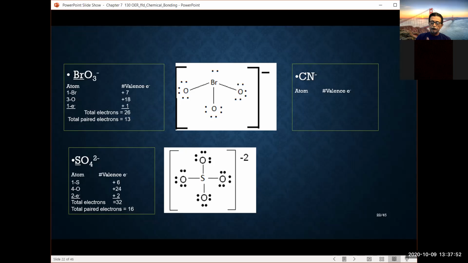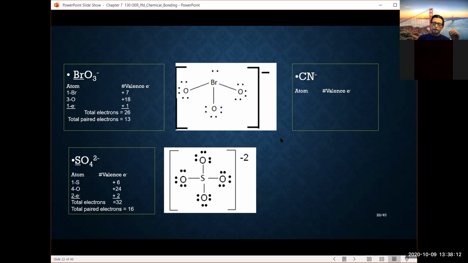Here, check the octet for everybody. Everybody has 8 valence electrons. And so the octet is fulfilled for all the atoms. And there we get the general formula. This one would be simply an AB4, which would be tetrahedral. The bond angle there would be 109.5.